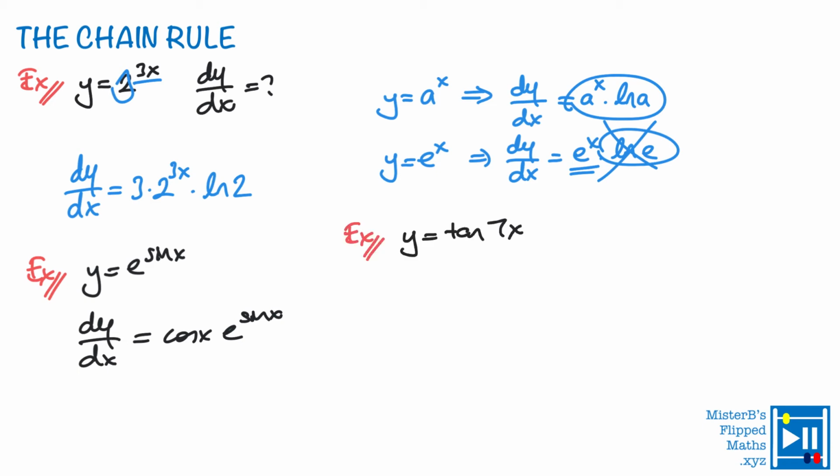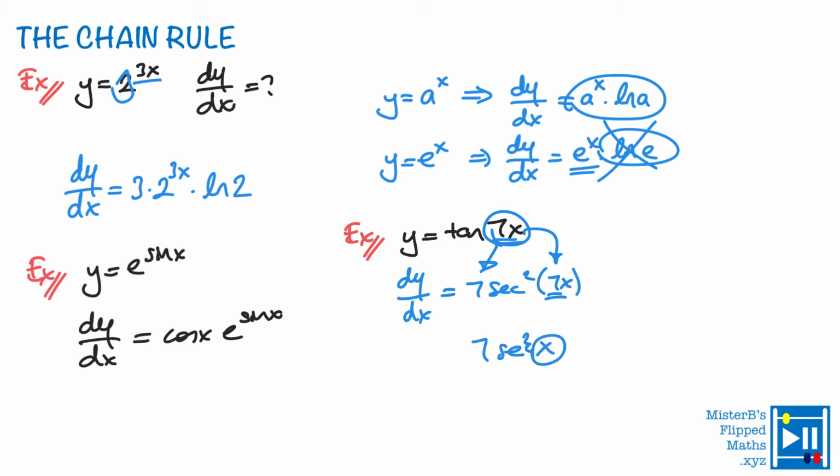Another example, y equals tangent 7x. Well, the derivative of tangent is secant squared. So I'm going to write first the derivative of 7x, which is 7, and then secant squared 7x. Make sure that you just write the same function here. That is the most common mistake done, because you take the derivative of 7x, you write 7, you think that 7 goes away from here, which it doesn't. So don't write 7 secant squared x here, because that is not correct. The function here is 7x, so it must be 7x appearing here.